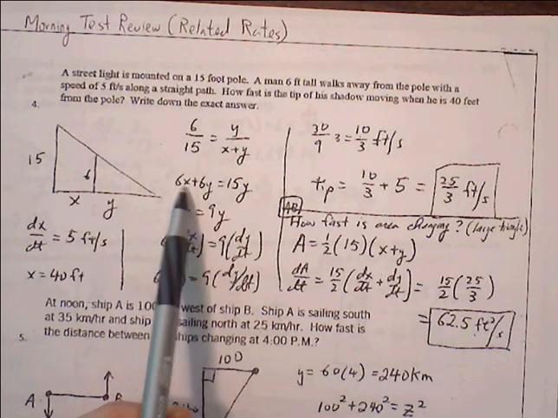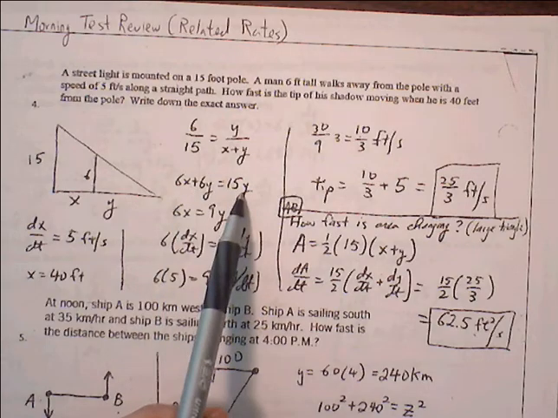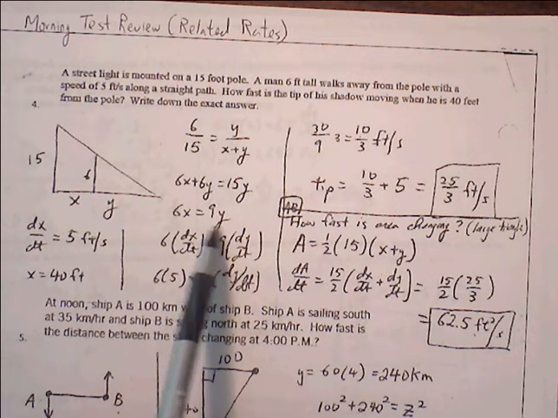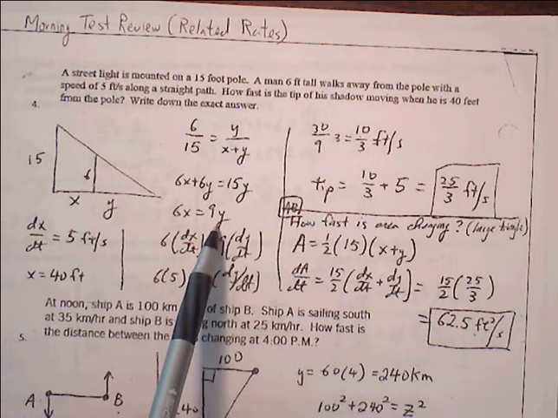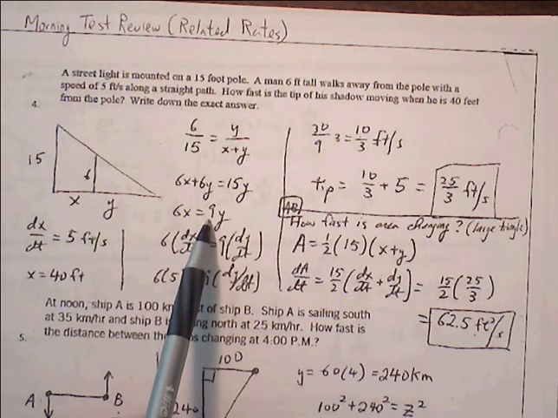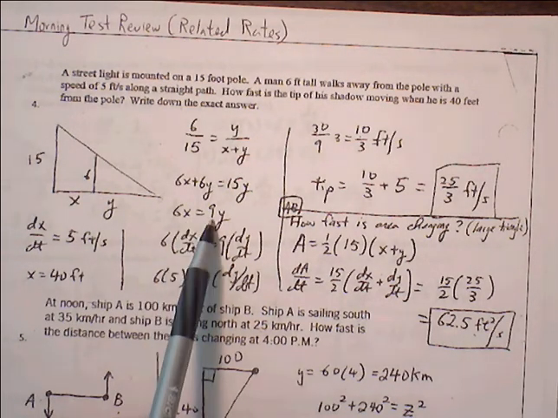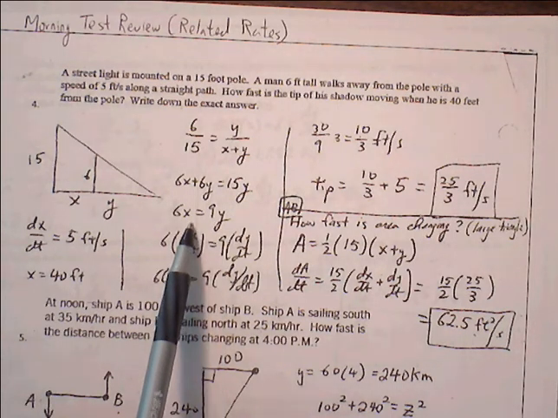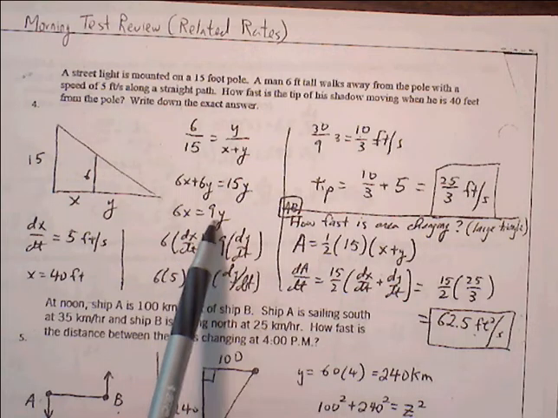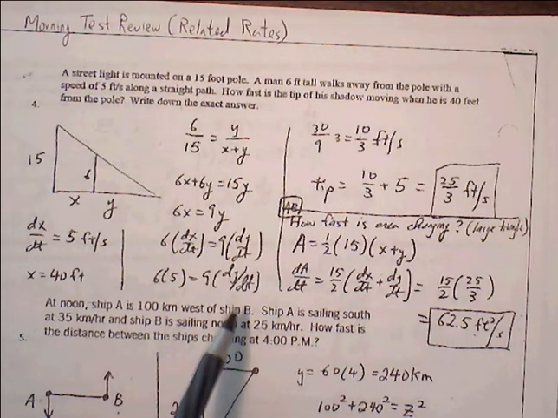So we distribute the 6 through: 6x plus 6y is equal to 15y. Subtract the 6y over, we get 6x equals 9y. Now we have an equation that relates x and y. We can now find the derivative of the variables with respect to time. So 6x becomes 6 dx/dt, and 9y becomes 9 dy/dt.